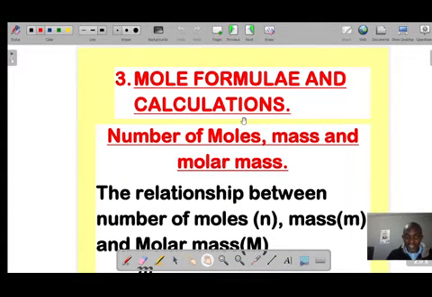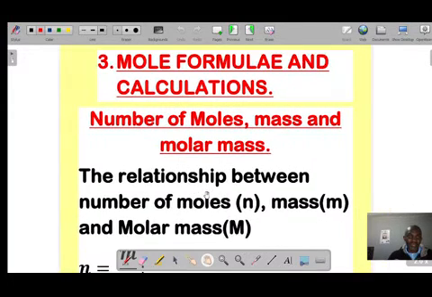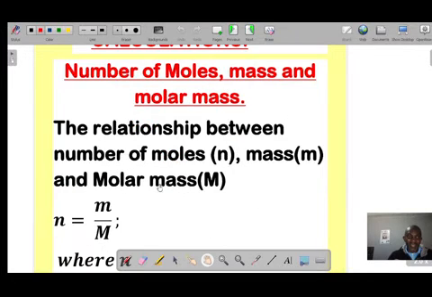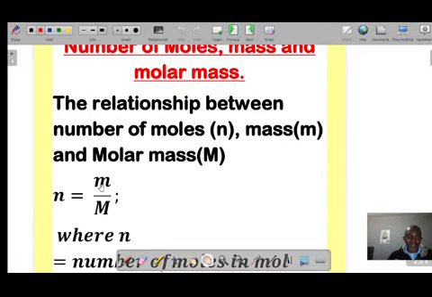Now the mole, like I said, it is very important, and because of its importance, we need to know how to calculate the moles. Here we have a formula which relates the number of moles, the mass, and the molar mass of a particular element or compound. The formula says N, that's number of moles, equals mass in grams divided by molar mass in grams per mole.